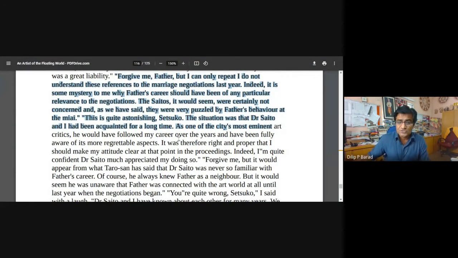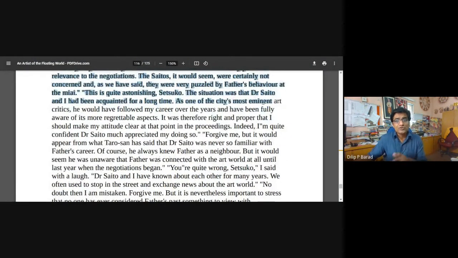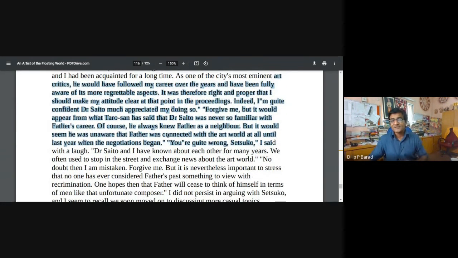This is quite astonishing, Setsuko. The situation was that Dr. Saito and I had been acquainted for a long time as one of the city's most eminent art critics. He would have followed my career over the years and have been fully aware of its more regrettable aspects. It was therefore right and proper that I should make my attitude clear at that point in the proceedings. Indeed, I am quite confident Dr. Saito much appreciated my doing so.